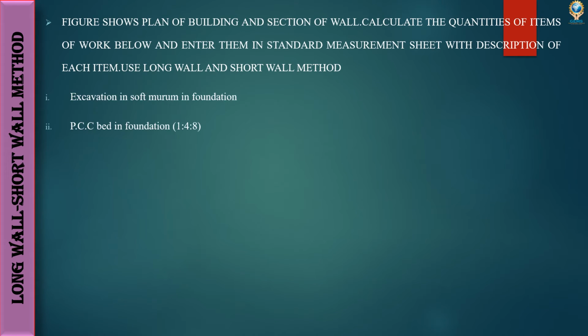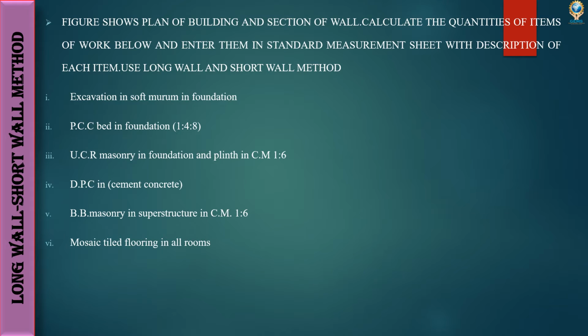So this is the question which is given. The plan and the section of the wall, everything is given in the question. Using these details, we need to calculate the quantity of items, and after that, we need to enter everything in the measurement sheet. Excavation, PCC bed, UCR masonry, DPC, BB masonry, everything we have found in the previous lecture itself. In this lecture, we are going to calculate mosaic tiled flooring in all rooms, then internal plaster in cement mortar ratio 1:4, then RCC lintel, PCC below flooring. So these three things we are going to see today.